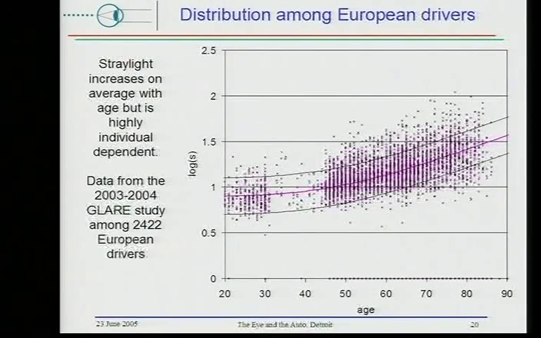And this was the distribution we found among European drivers. And you can see that there is a lot of variation there. But of course, this was just a population that was not screened for not having cataract or early cataract or other problems to the eyes. This was just a sample of the European driving population.